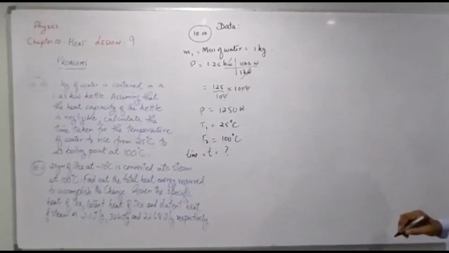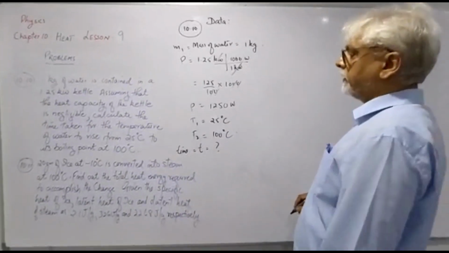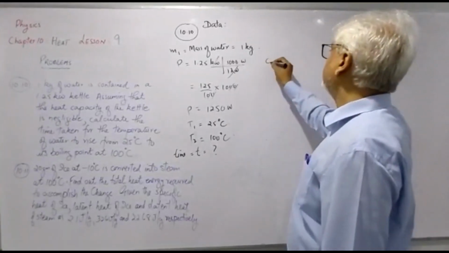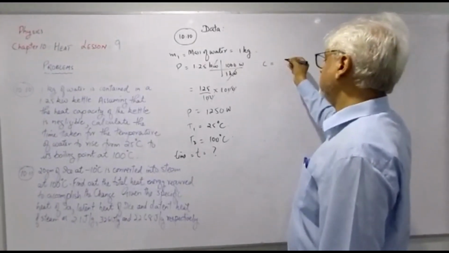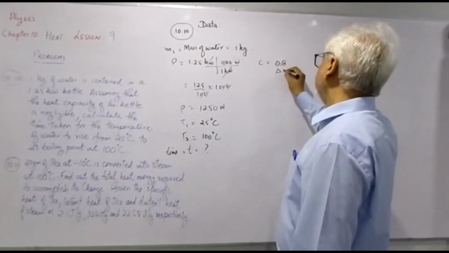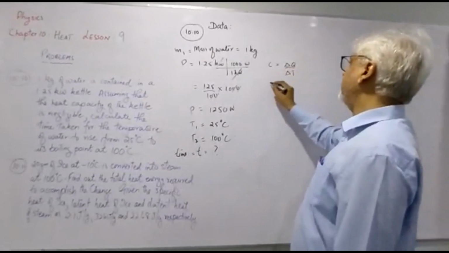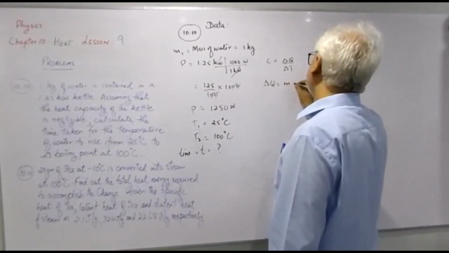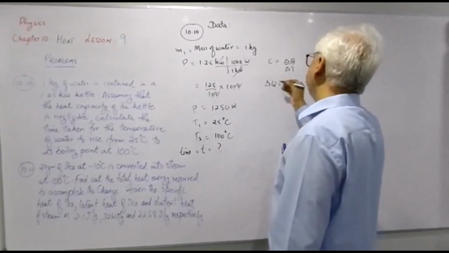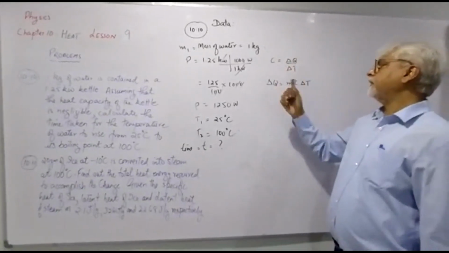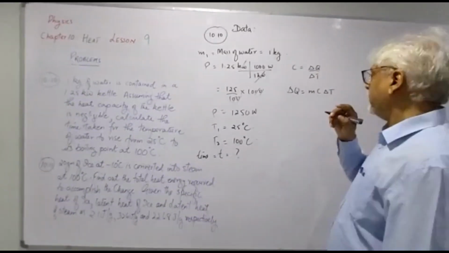So, you know that specific heat is equal to delta Q upon T, or you can say that delta Q is equal to MC delta T. This is specific heat capacity. Okay, this is specific heat, and this is specific heat capacity.